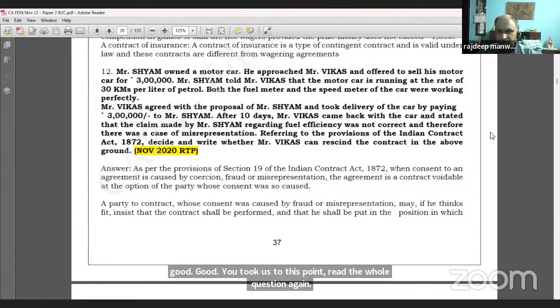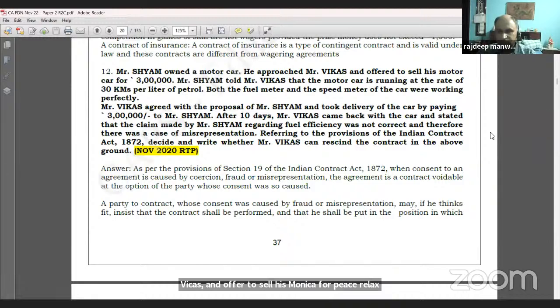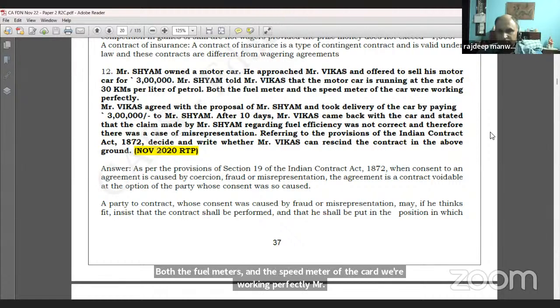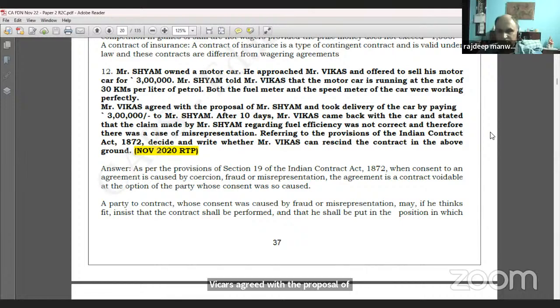Mr. Shyam owned a motor car. He approached Mr. Vikas and offered to sell his motor car for rupees 3 lakhs. Mr. Shyam told Mr. Vikas that the motor car is running at the rate of 30 kilometers per liter of petrol. Both the fuel meter and the speed meter of the car were working perfectly. Mr. Vikas agreed with the proposal of Mr. Shyam and took delivery of the car by paying 3 lakhs to Mr. Shyam.